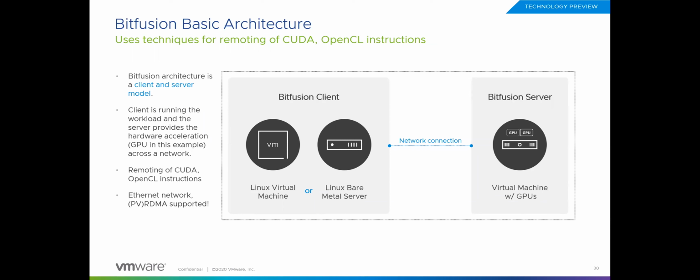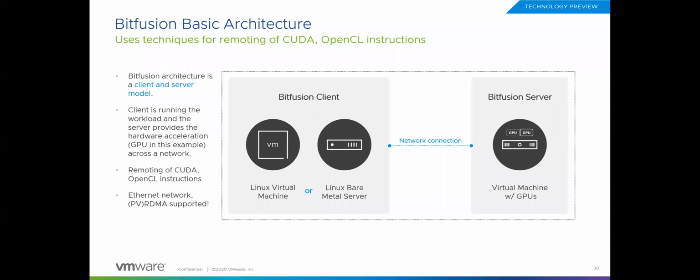Now, on the left-hand side, we see the Bitfusion client. That could be either a Linux virtual machine or perhaps even a bare metal server running Linux. Obviously, we prefer a virtual machine. Whenever those client VMs are running machine learning workloads and they are in need of a GPU for their CUDA machine learning workload or something like that, we can now remote those CUDA instructions over the network fabric to the Bitfusion server itself. Now, think about this as sending over a computation. The computation will be done at the server level, and it'll give back the results, right?